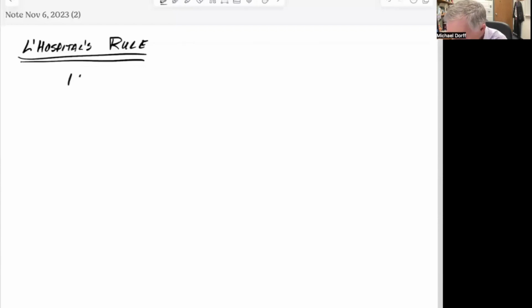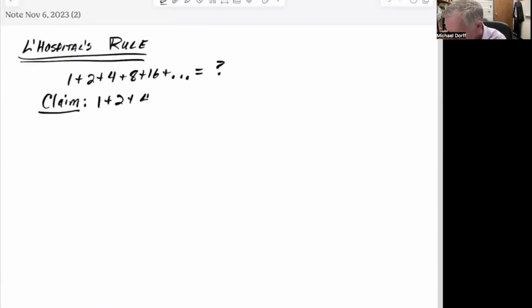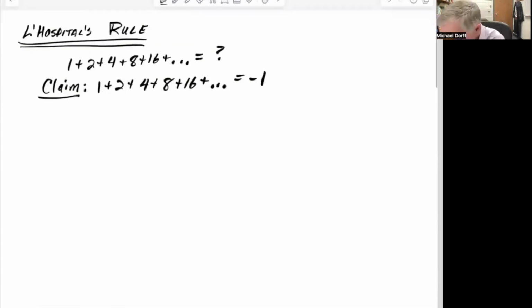All right, the question is, what is 1 plus 2 plus 4 plus 8 plus 16 plus ...? What does that equal? I'm going to claim that that all equals -1. That may surprise you because you would think 1 plus 2 plus 4 plus 8 plus 16 plus ... would equal infinity, but I'm going to show you that it equals -1.